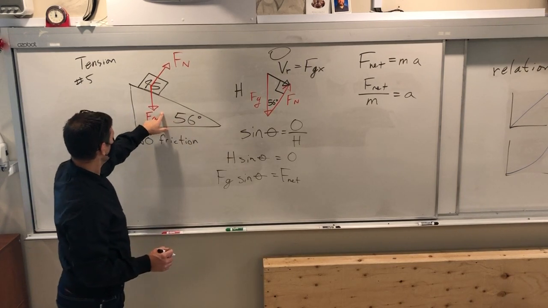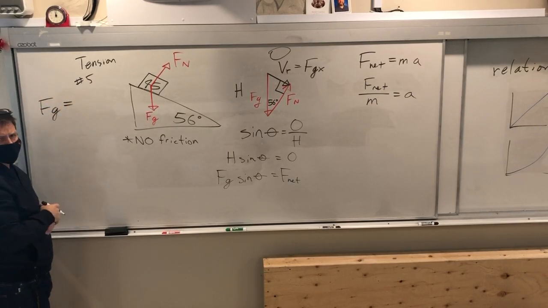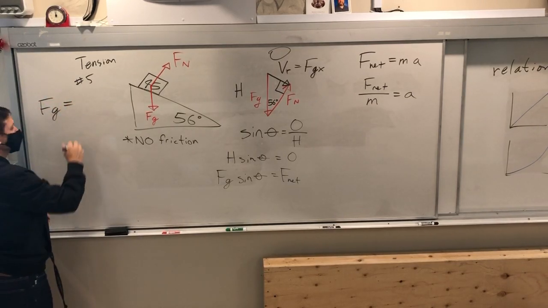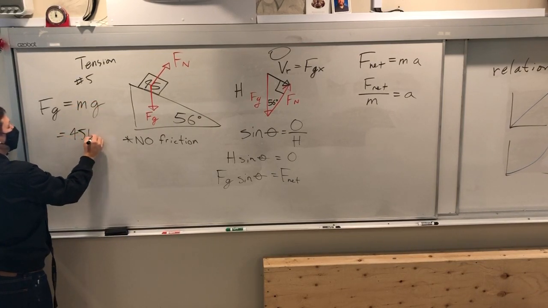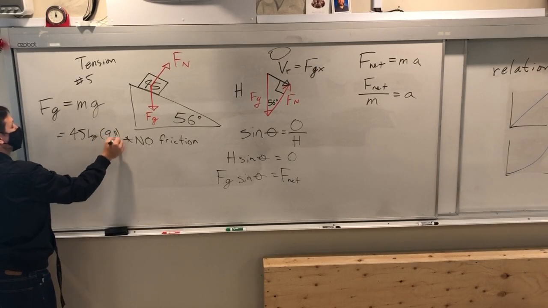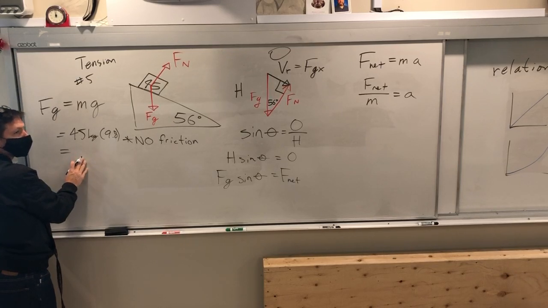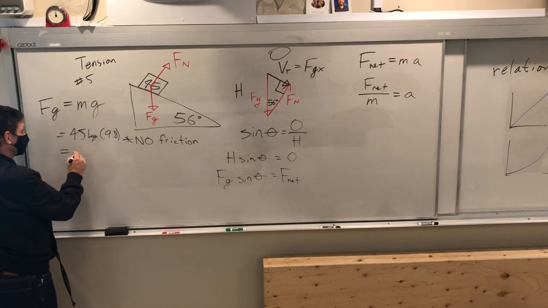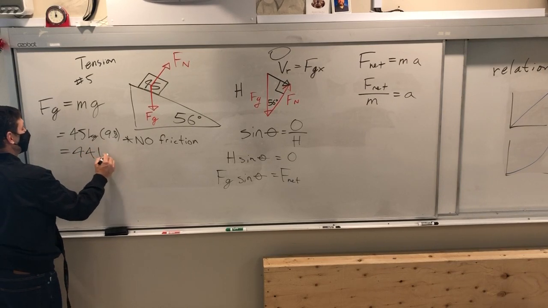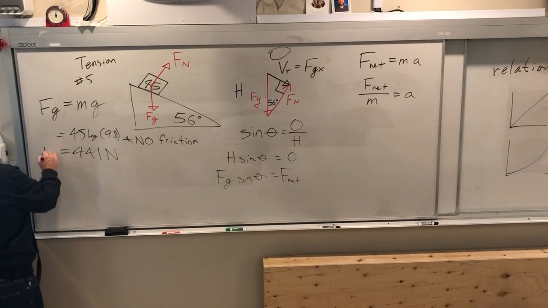So Fg we can figure out really easily, right? What does Fg equal? 45 times 10. Good. Mass times g. So it's going to be 45 kilos times 9.8. That's going to be 450 or 440 or 4... What is it? 441. That makes more sense. So 441 newtons is my force of gravity.